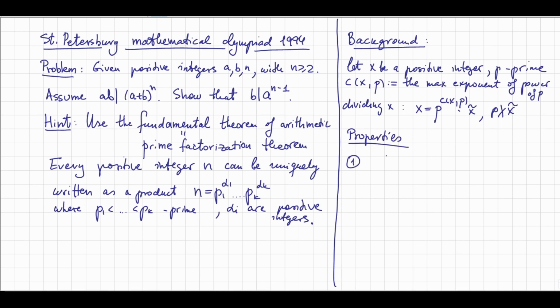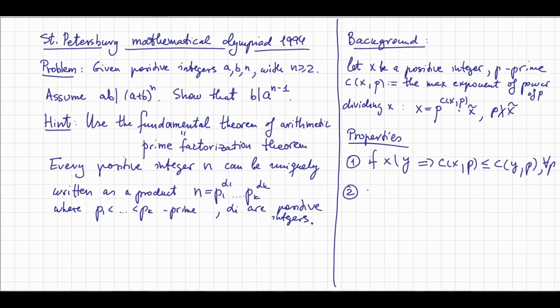First, if x divides y, then c(x,p) is less than or equal to c(y,p). This is true for any prime p, for all p. And this makes sense, right? Because if x divides y, then the number of times the prime p divides x cannot be larger than the number of times p divides y.